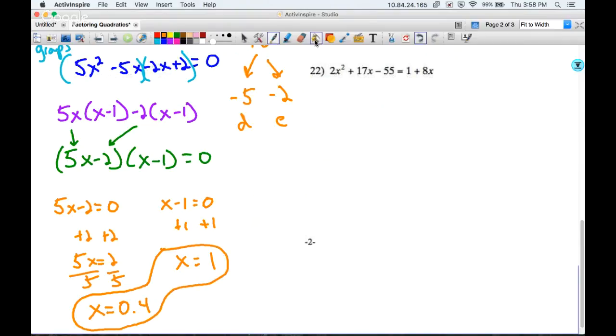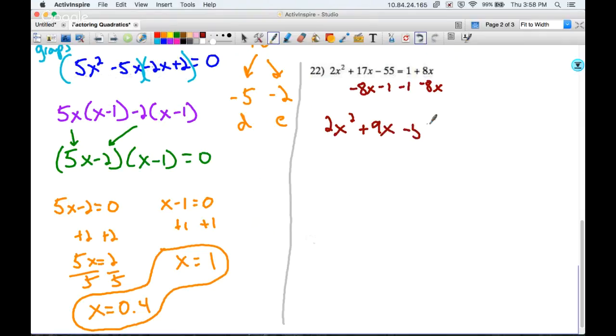All right, let's do number 22. This will be our last problem. Number 22. Let's get it done. First thing I need to do is convert this into standard form by combining my like terms. So I'm going to subtract 1 from both sides. I'm going to subtract 8x from both sides and combine them with their like terms. So I get 2x squared plus 9x minus 56 equals 0. Now we're ready to go into factoring by grouping.